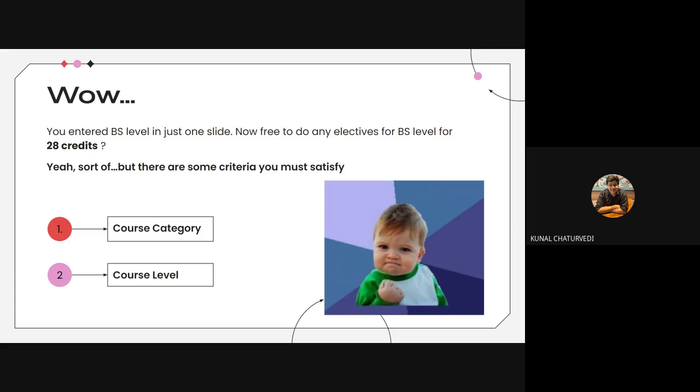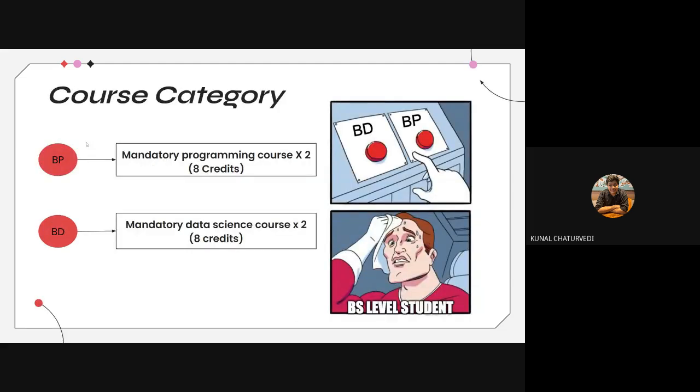And there is a course category, like in diploma, you have diploma in programming courses and diploma in data science courses. Similar to that, we have courses in the categories of BD, BP, and HM. They being programming courses, data science courses, and humanities courses. I'll just move ahead, and it will start getting clearer sooner or later.